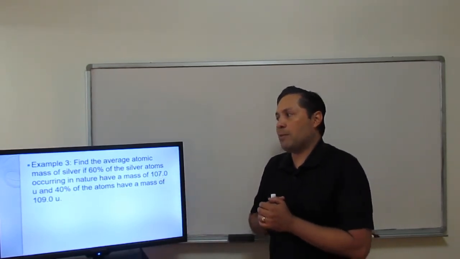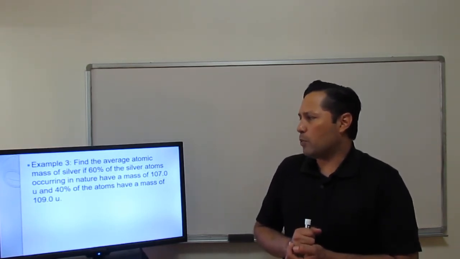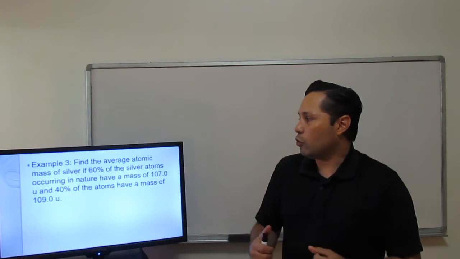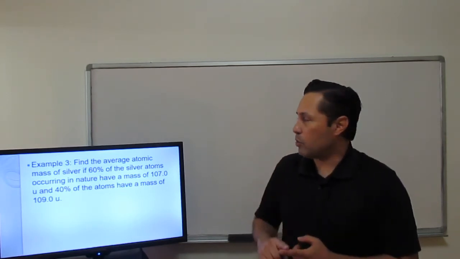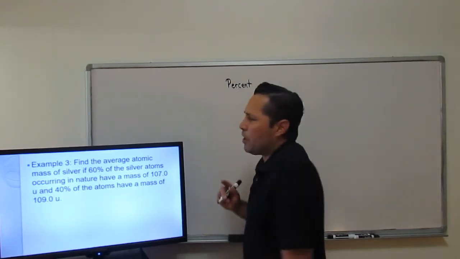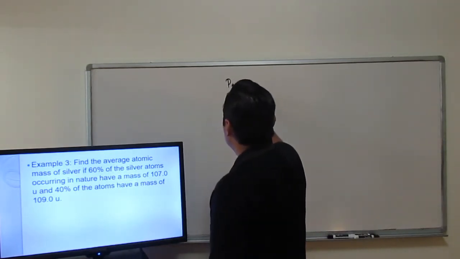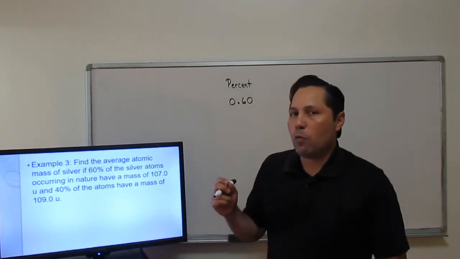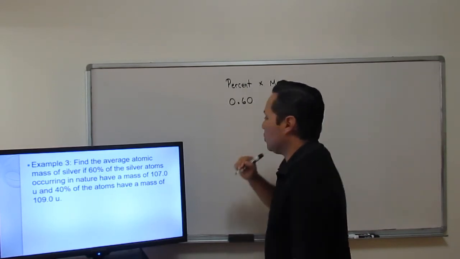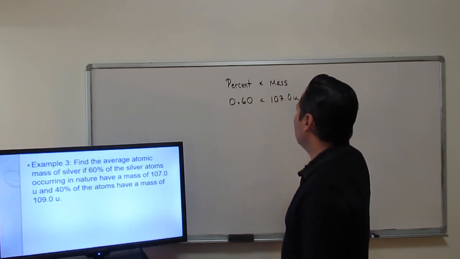So it says find the average atomic mass of silver if 60% of the silver atoms occurring in nature have a mass of 107 U, and 40% of the atoms have a mass of 109 U, atomic mass units. Alright, so we're going to begin by multiplying the percent. So I'm going to put here percent, and I want it as a decimal. Now what's 60% as a decimal? 0.6. And what I do with it is I multiply it times the mass for that particular isotope. This isotope has a mass of 107, so I'm going to multiply it times 107 U.